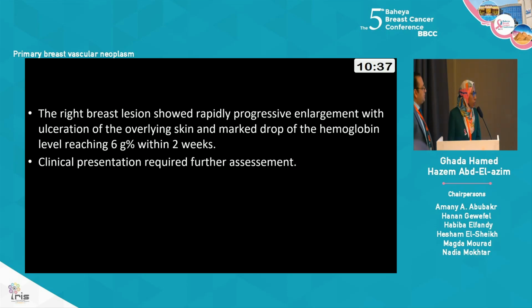Clinically, the right breast lesion showed rapidly progressive enlargement with ulceration of the overlying skin and a marked drop of the hemoglobin levels, which necessitated multiple blood transfusions within a short time. Clinical presentation required further assessment.